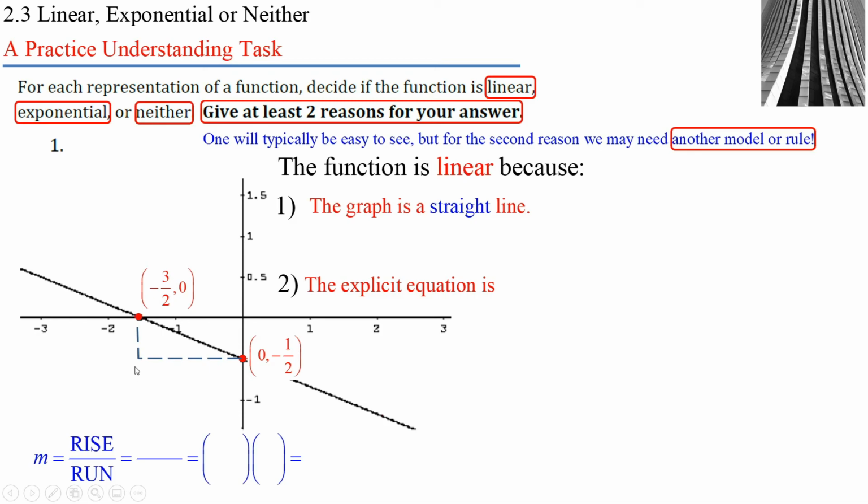All right, so now think about this. I'm at y equals 0, and I'm dropping down to y equals -1/2. So that's a rise of -1/2. And then how far am I running? From -3/2 to 0, so I'm running a +3/2. So one more time, the rise is -1/2. The run is +3/2. All right, and again, go back to middle school.